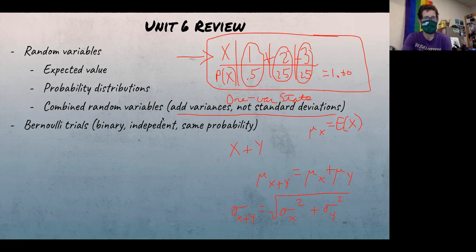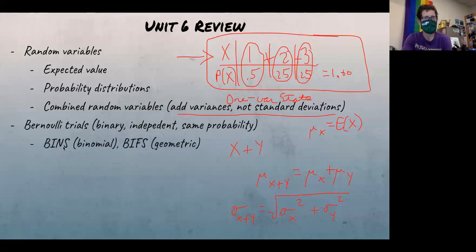Bernoulli trials, this is where it comes into play. This was Unit 6. So Bernoulli trials are binary, they're independent, and they have the same probability. So we're looking at repeated events that have two outcomes. Either we fail or we succeed. With every single time this event occurs, it has the same probability of success. And each trial is going to be independent, so we don't need to worry about changing probabilities.